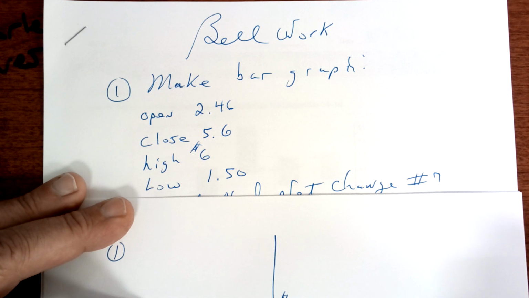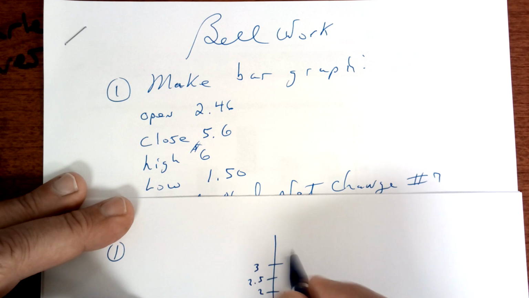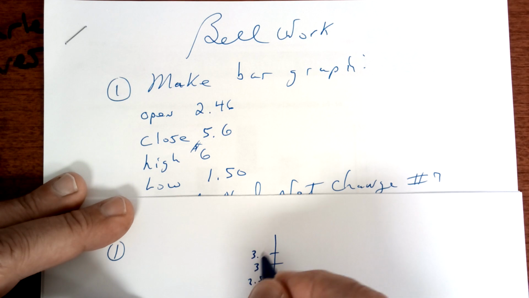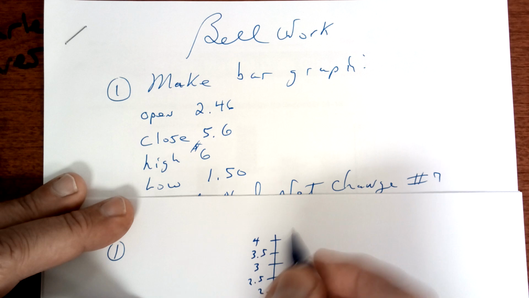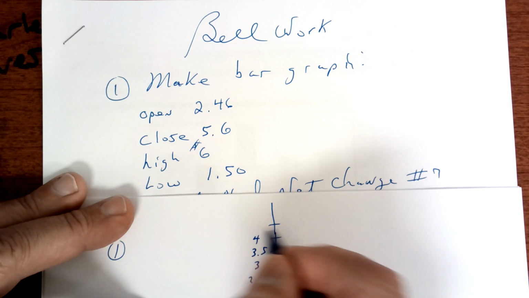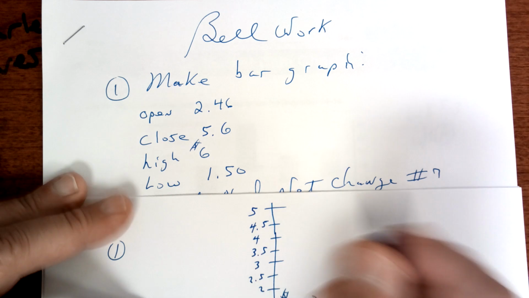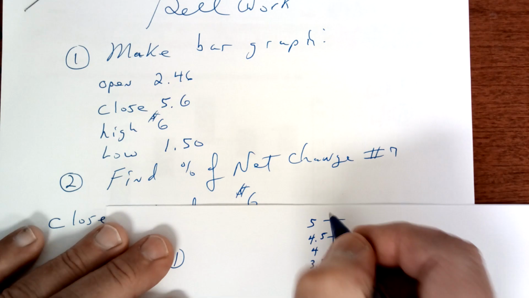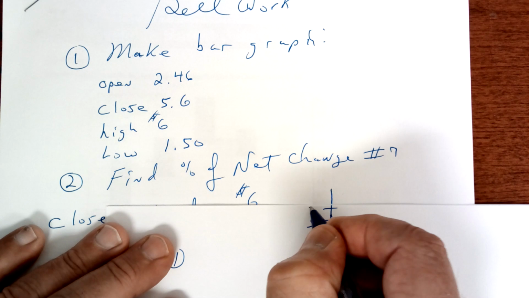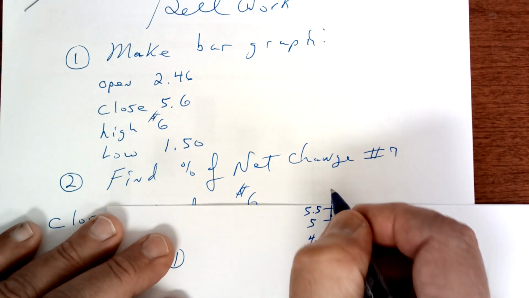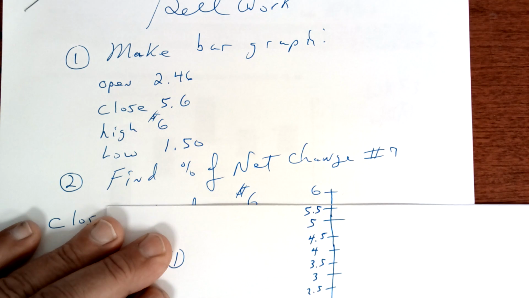So I would say 150, 2, 250, 3, 350, 4, 450, 5, 550, and then 6. And I kind of ran out of room there, so be careful, okay?